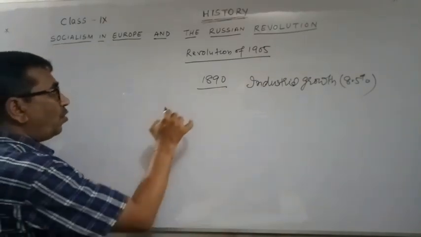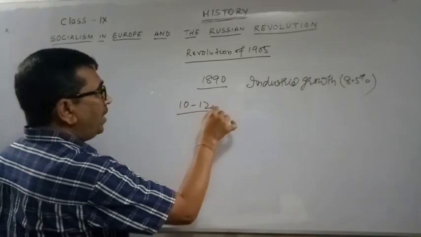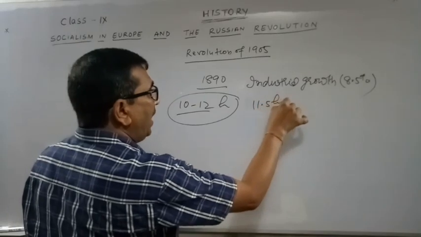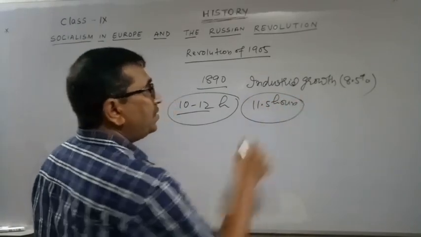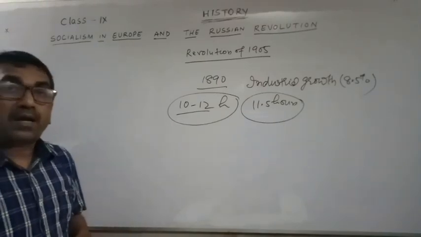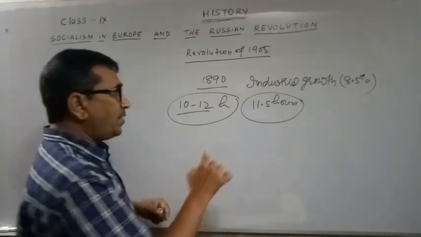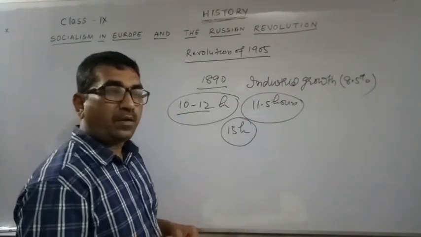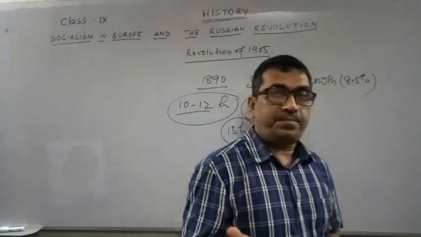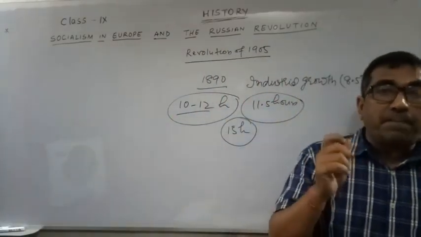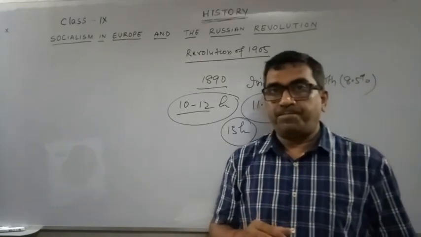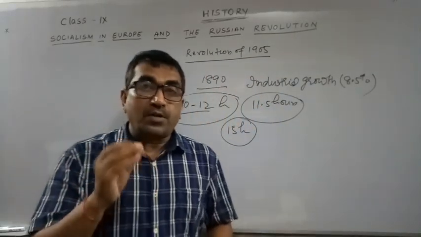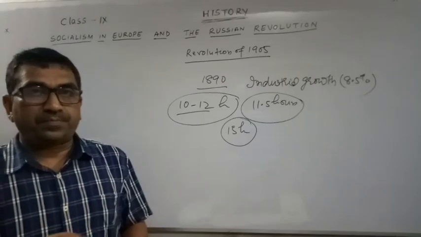Workers had to work for 10 to 12 hours. On average, they had to work for 11 and a half hours a day. In the small units, working hours went up to 15 hours. They worked long hours, but they were being paid less for it. As we have discussed, they were not being paid more, they were being paid less.